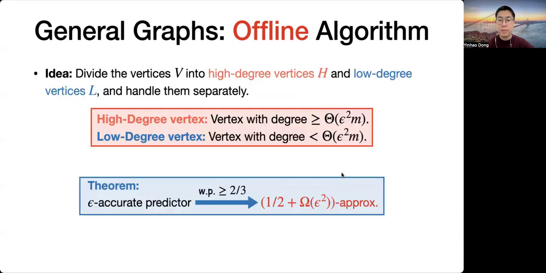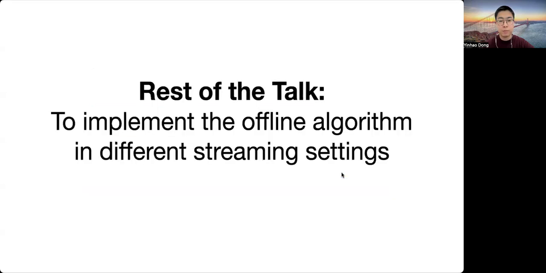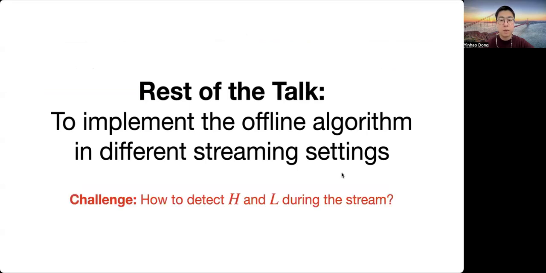And we can show that given oracle access to an epsilon accurate predictor, this offline algorithm achieves a half plus omega epsilon square approximation for general graphs with probability at least 2/3. In the rest of the talk, I will discuss how to implement the offline algorithm in different streaming settings. The main challenge here is that we don't know H and L in advance, and we have to detect them during the stream.